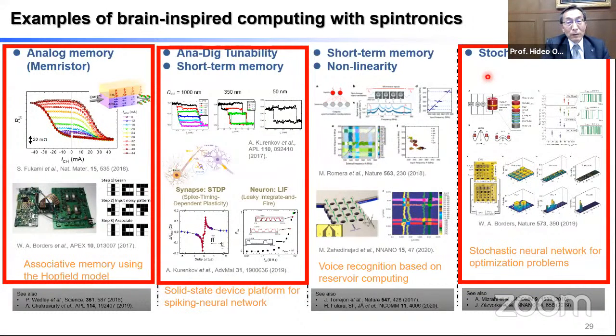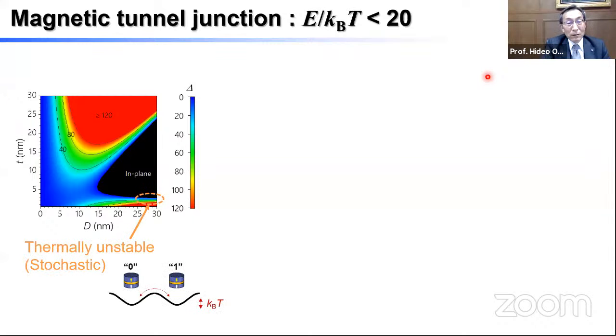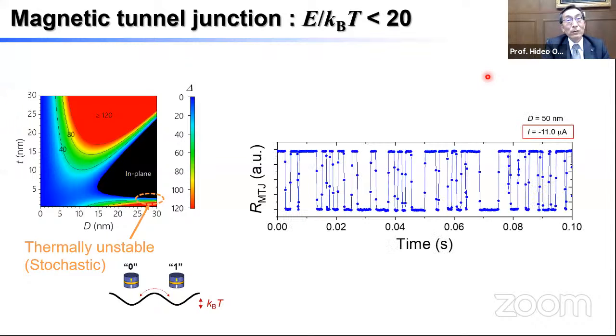Okay. Now remember that our device becomes very unstable once the energy barrier is lower than, let's say, 20 kBT, which means that we have telegraph-like noise. So stochasticity is here. So how are we going to use it?